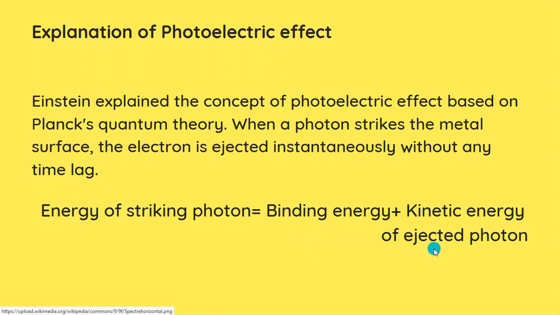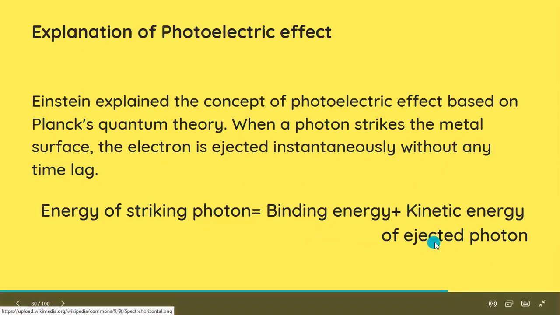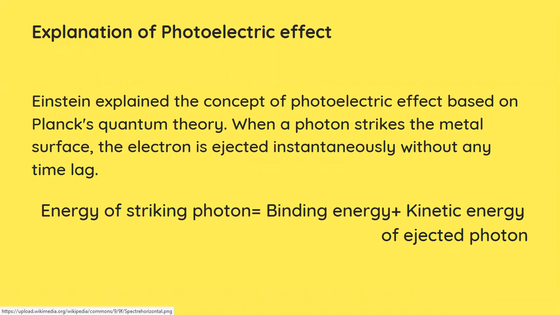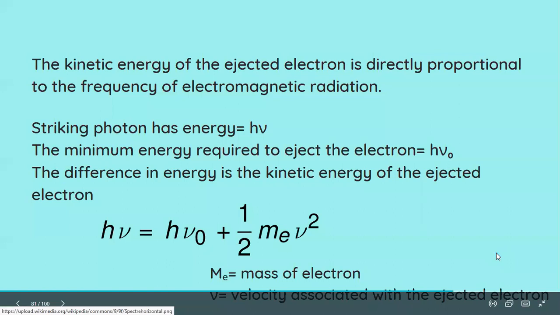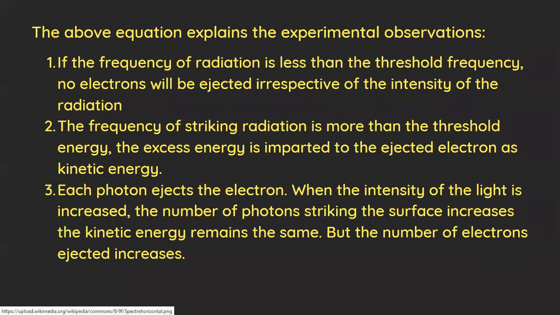the intensity. This was one of the issues of our electromagnetic wave theory, which could not explain the fact that the frequency is what dictated the kinetic energy of the ejected electron. I'm so sorry, this has to be electron. So kinetic energy of the ejected electron. So the above equation explains the experimental observation.